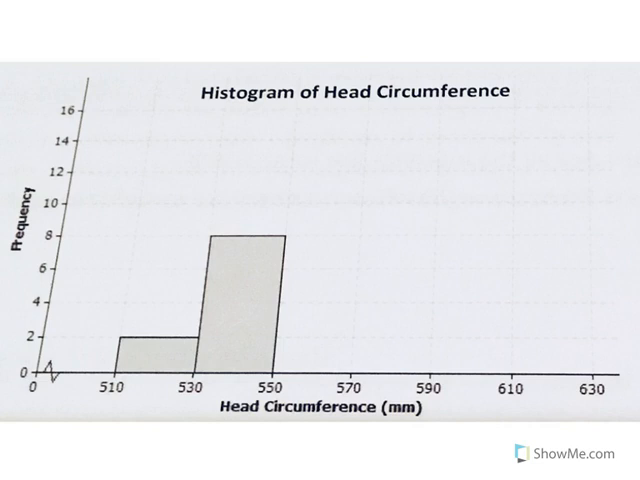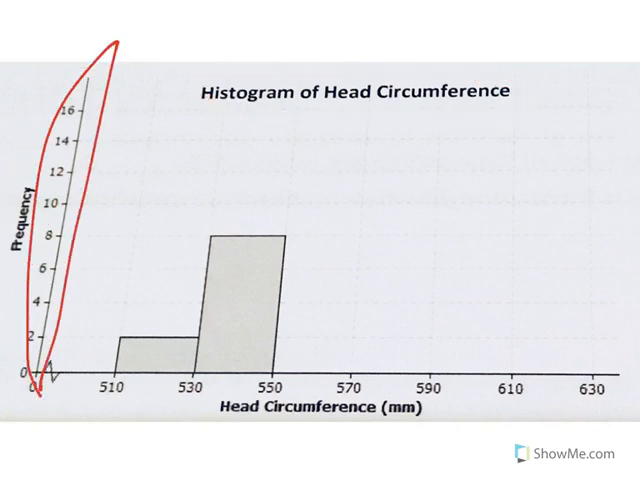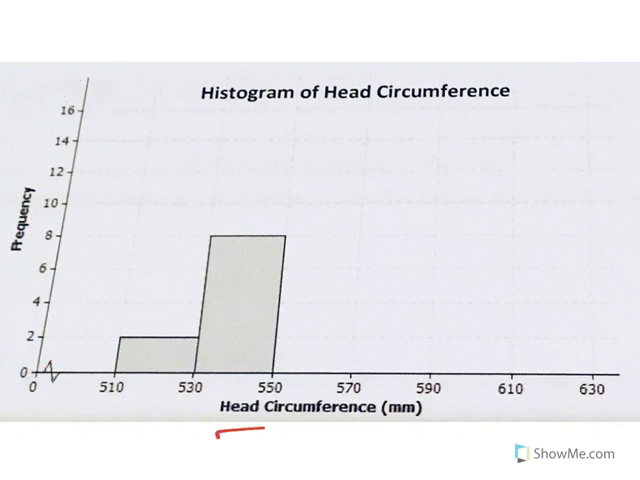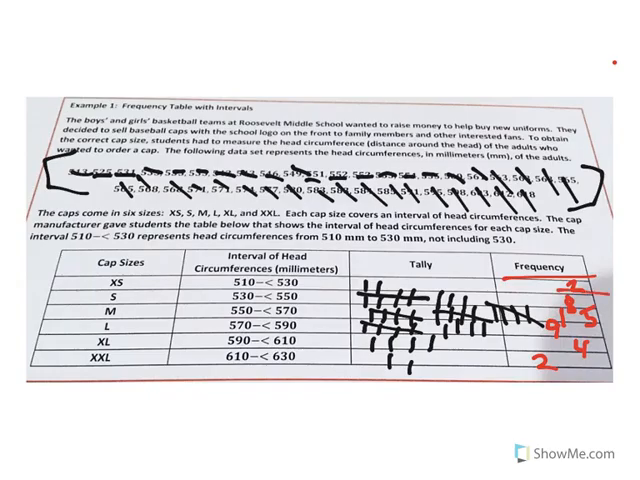Now they've already started this for us, so we're going to just finish it and answer a couple of questions about it. So I want to just point out, they have a title here. You always have to have a title. They tell us the frequency. So on this side, that's how many times each of those numbers appear. Down here, it tells you what you're measuring. So it's head circumference in millimeters. And then you see 510 to 530, 530 to 550, 550 to 570, 570 to 590, 590 to 610, and 610 to 630. Those are all 20 apart, so they have the same intervals. And the bars that we use are touching. So they've already done the first two for us. So they've done this and this.